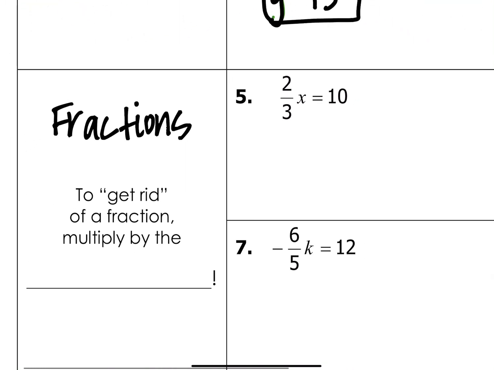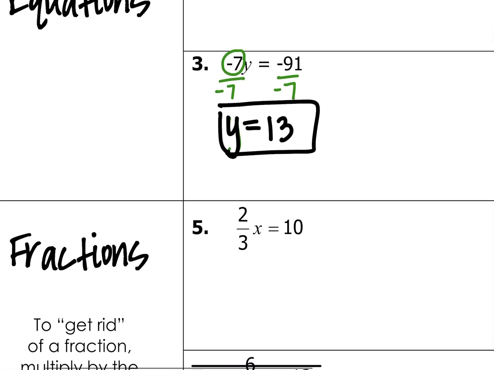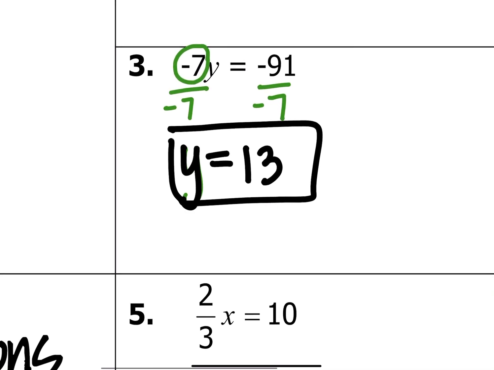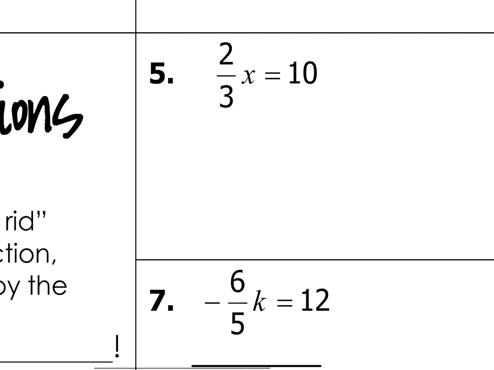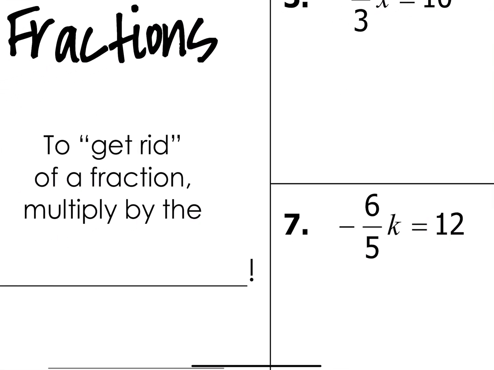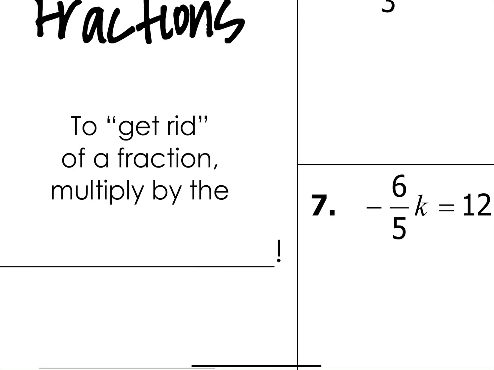So the next section, fractions. If you have a fraction as the coefficient, okay, so up above here on number 3, we had an integer as the coefficient, and we divided each side. Now, as we have a fraction, if you can imagine trying to divide each side by 2/3, it gets real weird. Trying to divide by fractions, it's just strange. So what we're going to do to get rid of a fraction is multiply by the reciprocal.